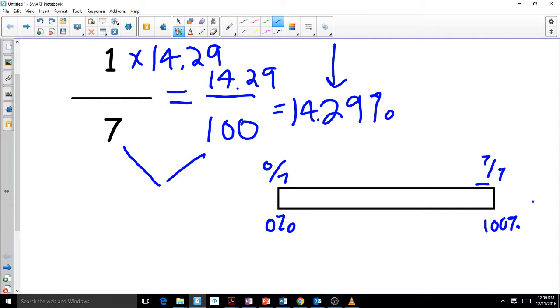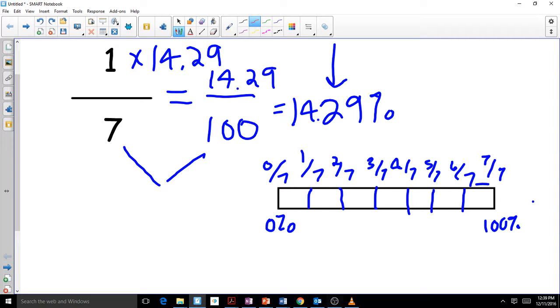Now, why don't you go ahead and with your double number line, draw 1/7, 2/7, 3/7, 4/7, 5/7, 6/7, and there's 7/7. Now I'm going to go ahead and label all of these: 1/7, 2/7, 3/7, 4/7, 5/7, and 6/7. Okay, now the one that we are looking for here is 1/7. If this is 0%, this is 100%.